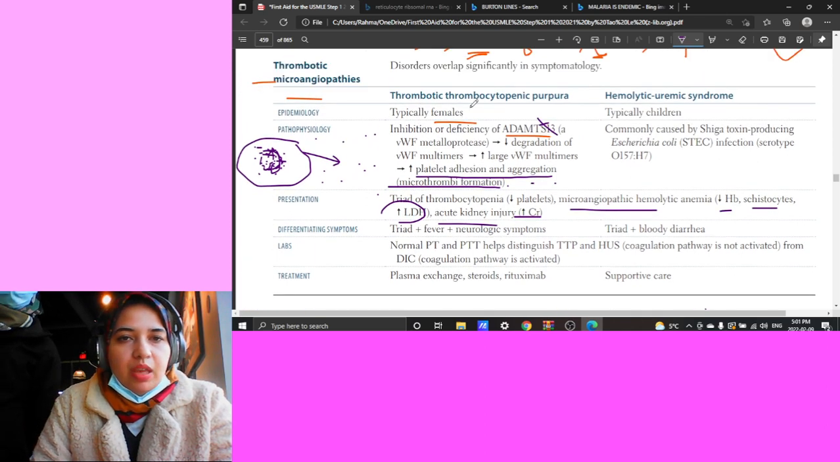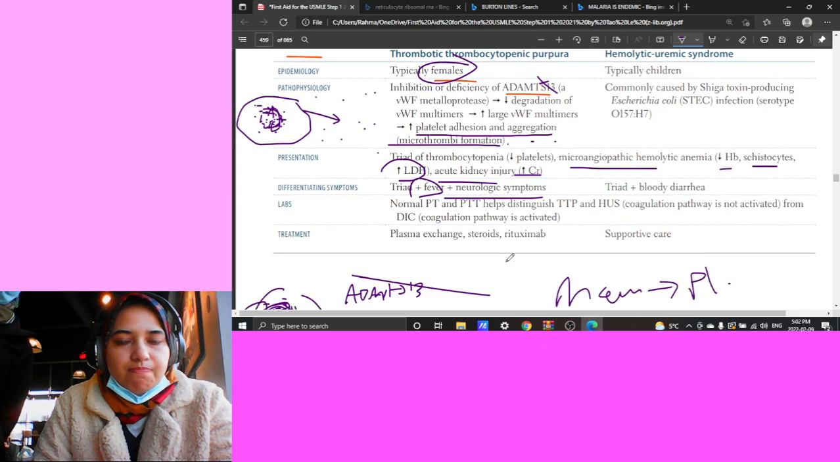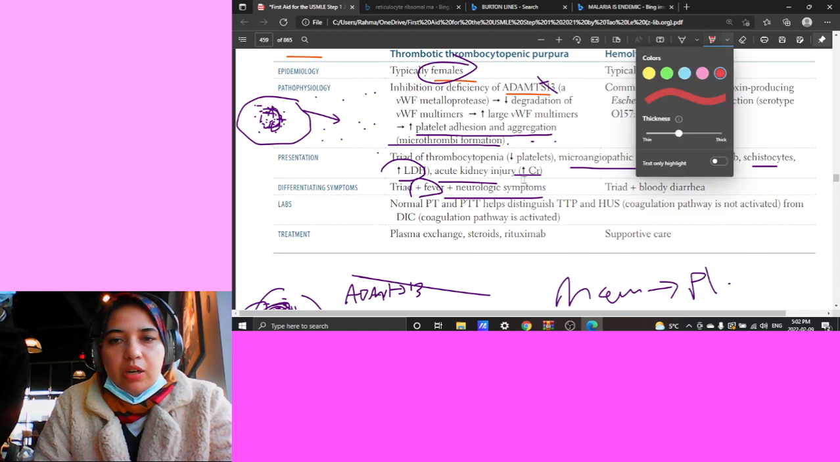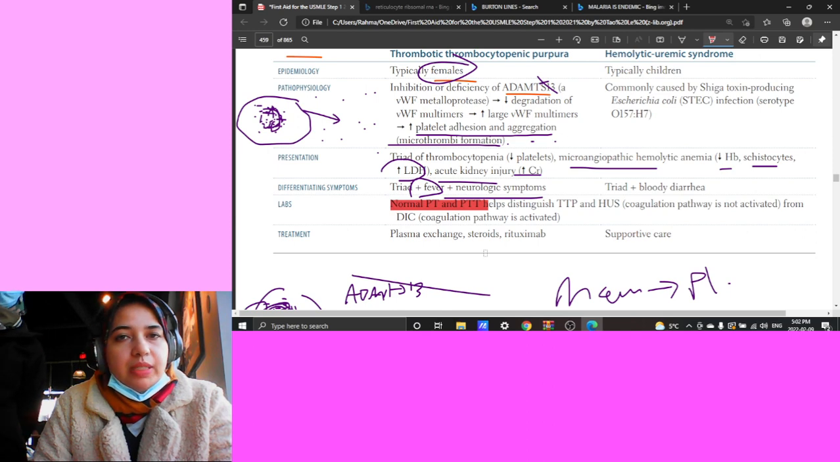For TTP, the key things are female, fever, and neurological symptoms. Another thing to differentiate them from another condition called DIC is that they're going to have normal PT and normal PTT. This is not an issue of the coagulation cascade. It's an issue of platelets. Your PT and PTT are going to be fine.